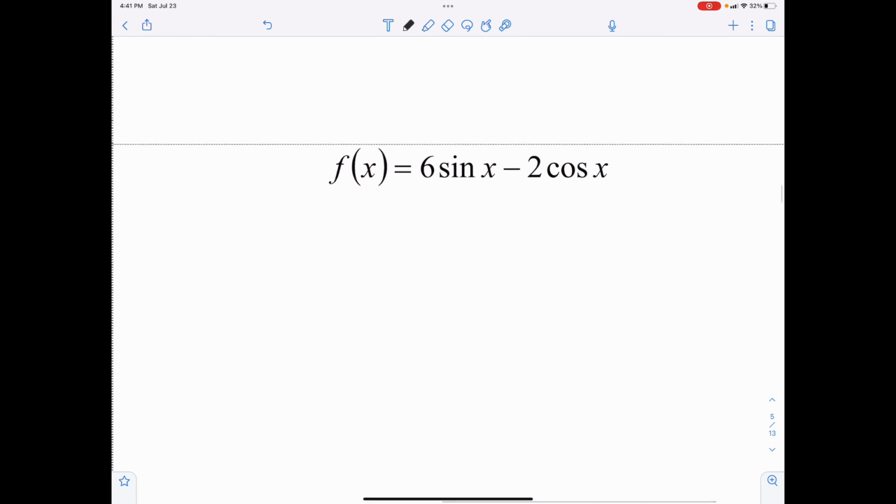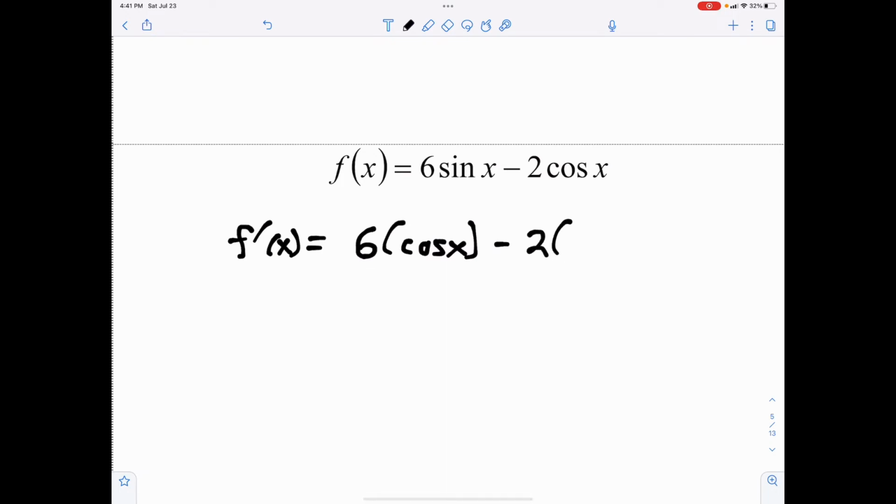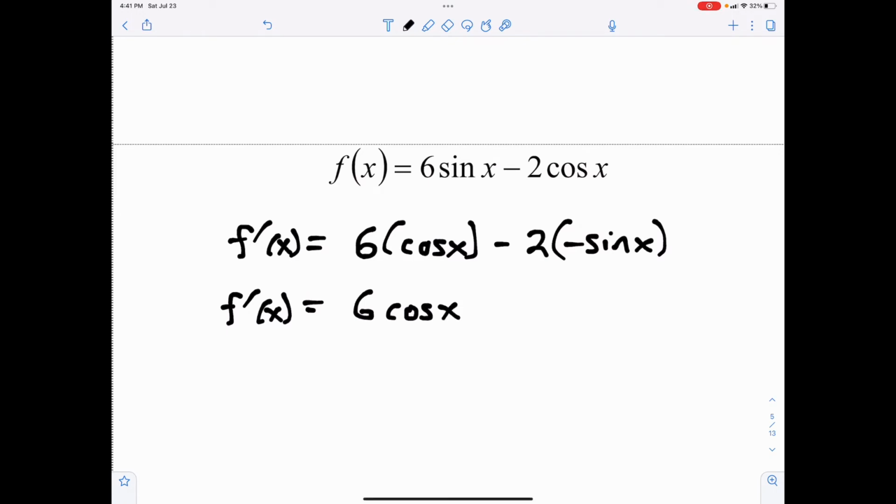Okay, so now taking a look at our trig ones here, just take the derivative of each trig function independently. So the derivative of sine is cosine, so this would be 6 times cosine of x minus 2. Now the derivative of cosine would be negative sine of x. So just kind of cleaning this up a little bit, we would get 6 cosine of x minus minus is a plus 2 sine of x.